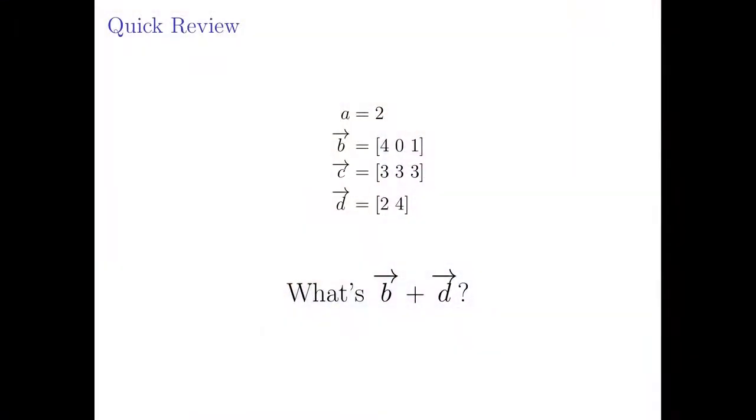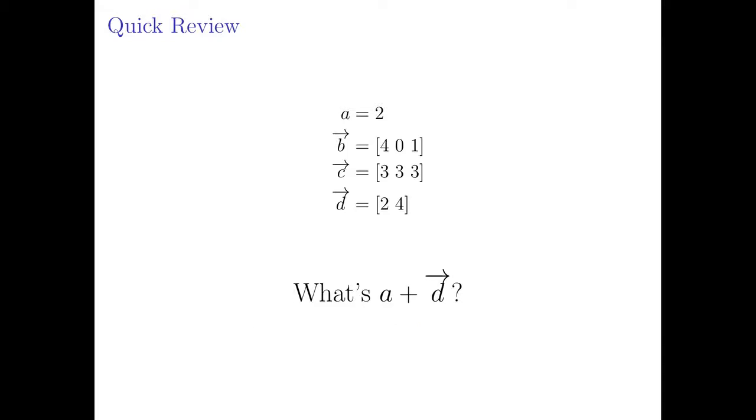All right. What is B plus D? Pause the video, figure it out. And the answer is, it can't be done. We cannot do that operation. You can only add two things together if they have the same length, or if they have a named domain, if they have the same domain.